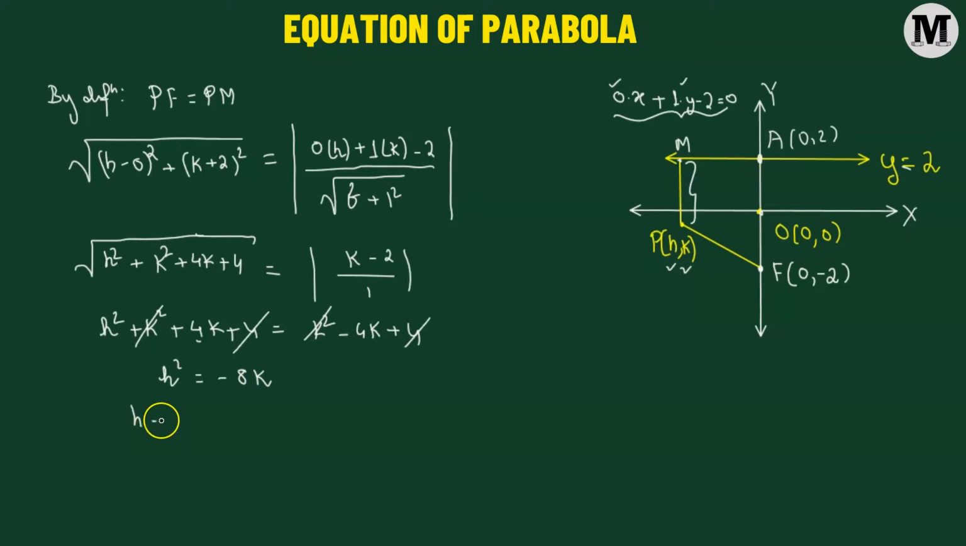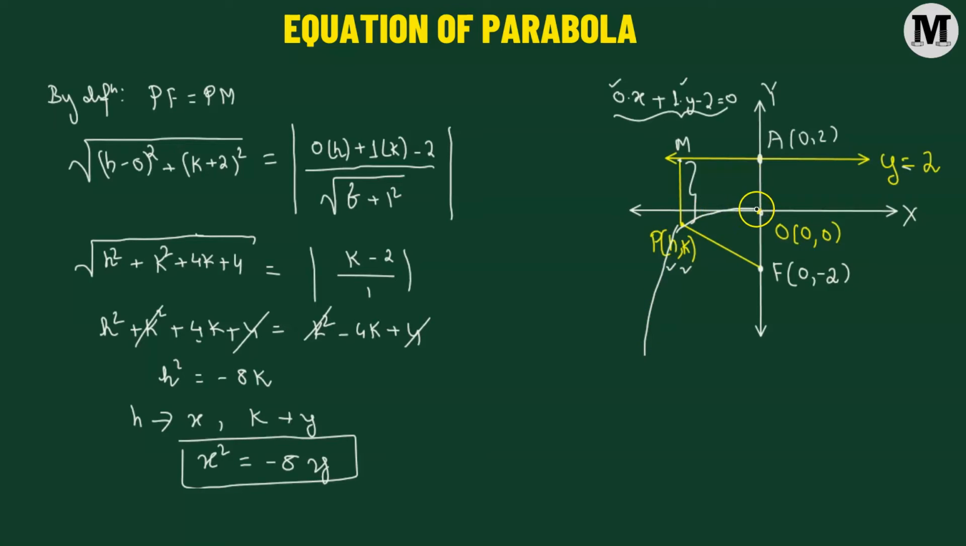Now finally, we'll replace the value of h with x and the value of k with y, and that's going to give us x squared equals negative 8y. And this is going to be the equation of the parabola whose vertex is at the origin, and the equation of the directrix is given by y equals 2. And if we sketch this particular parabola, it is going to have something of this form. It has to pass through the point P because that's the locus of the parabola. Its vertex is going to be at the origin. Right. So this is going to be a downward facing parabola.